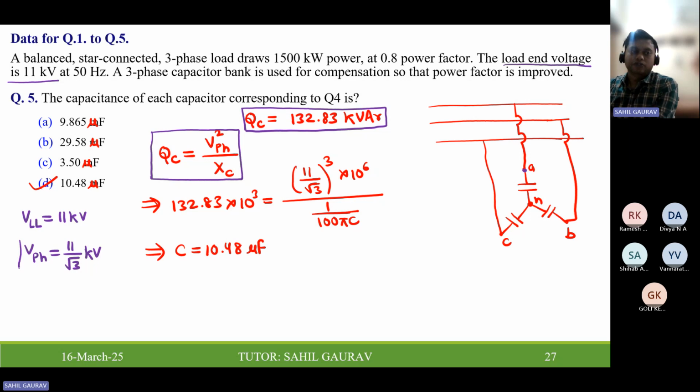My question is, in this equation which you wrote, 11 divided by root 3 to the power of 3, you wrote in a red mark, sir. It is a square, not a cube. Sorry, it is square. So 11 by root 3 into 10 to the power 6, squared.